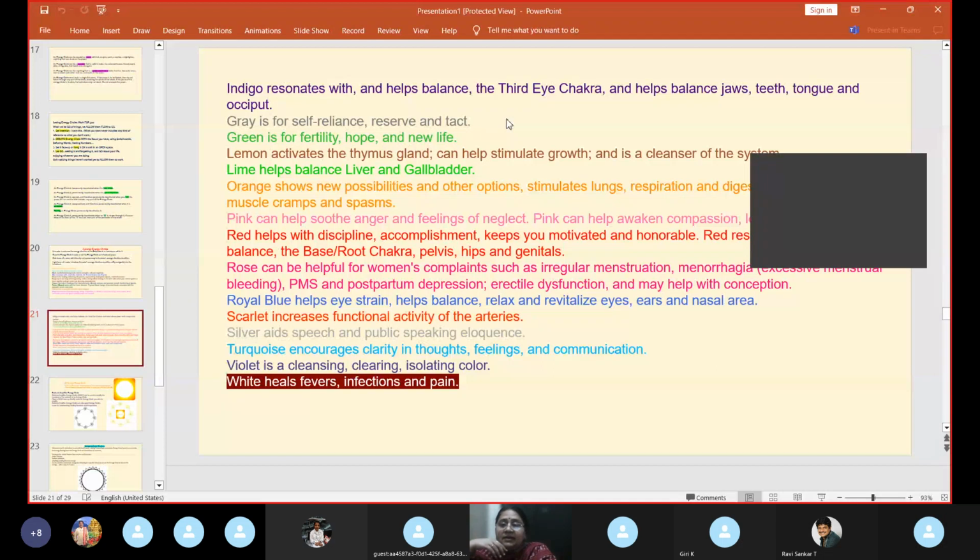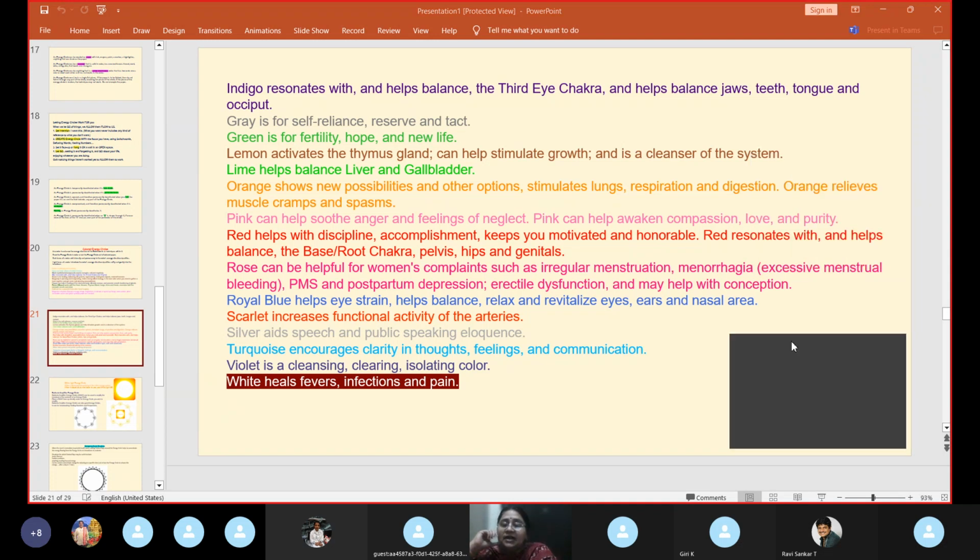The green, as we talked about the forest green, the other shade of green is also for fertility, hope, and regeneration of life, that is new life to happen. Lemon is again for the thymus gland and is a cleanser. So whenever we want to get rid of infections, a lemon colored EC is very effective. As is lemon, so is lime, but with a greenish tinge.